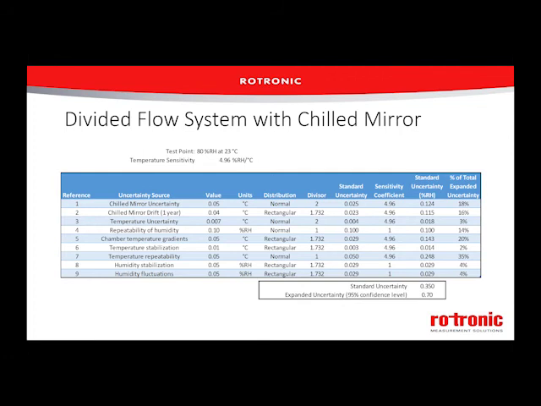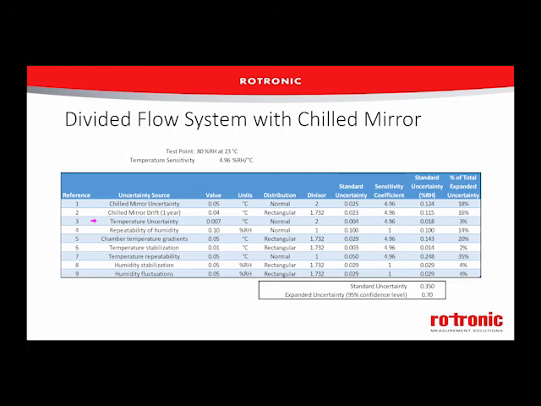So I won't go too in depth in these budgets, but I've just created a simple budget for this humidity calibration. You can see here we've got our chilled mirror uncertainties. If we've got a chilled mirror, in order to convert dew point or frost point to relative humidity, we also need to know our temperature value, so we have to include the uncertainty of our temperature probes.